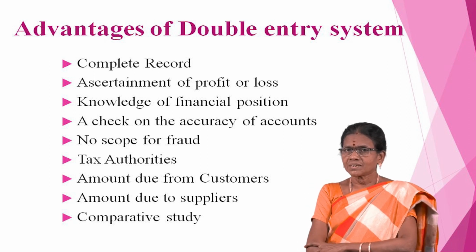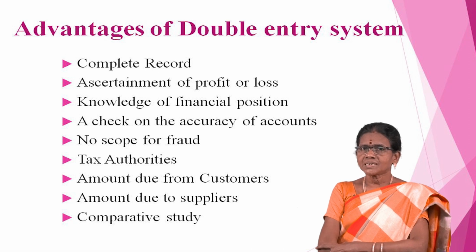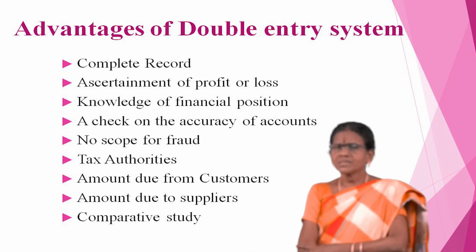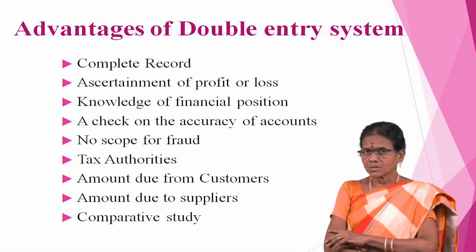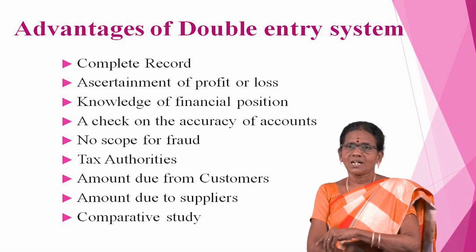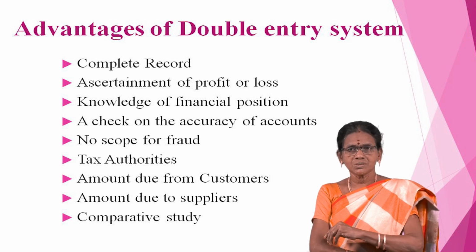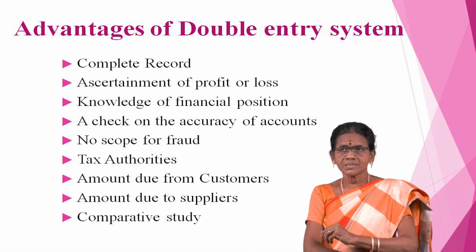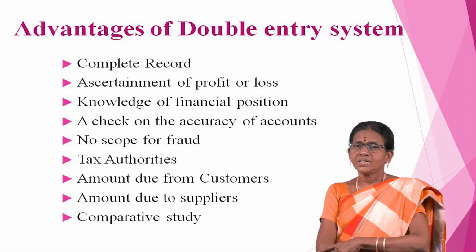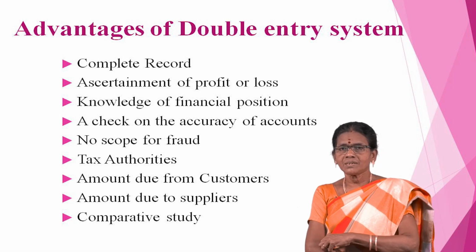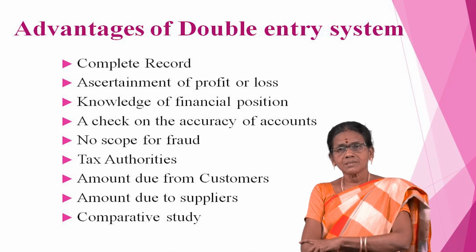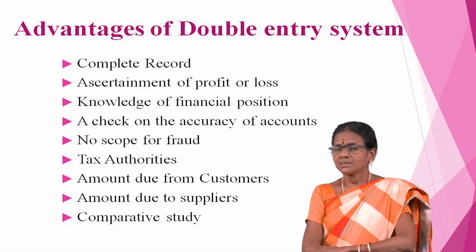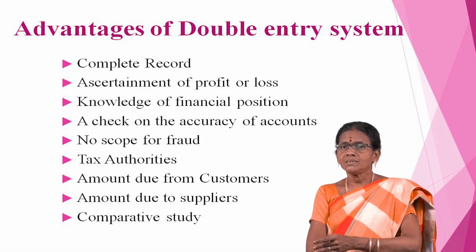The next one, tax authorities. The tax authorities can be satisfied only when the company has the double entry system, and according to that, they have to prepare their own accounts. The amount due from customers and amount due to suppliers may be easily found when the companies have the double entry system, because the suppliers should be posted on the liability side, and the customers, that is the debtors, can be posted on the asset side.